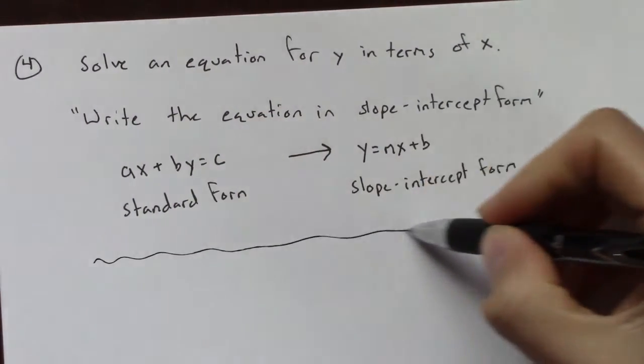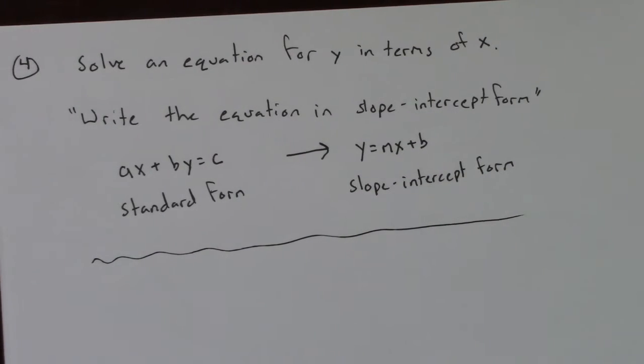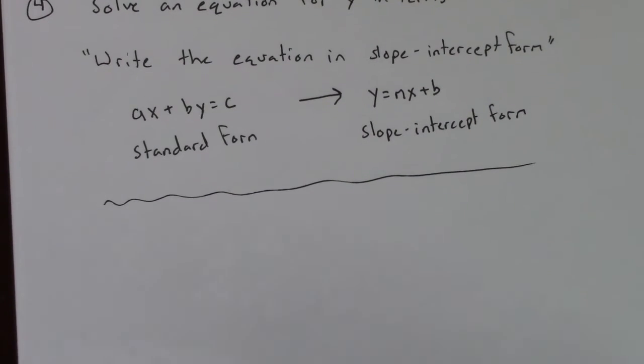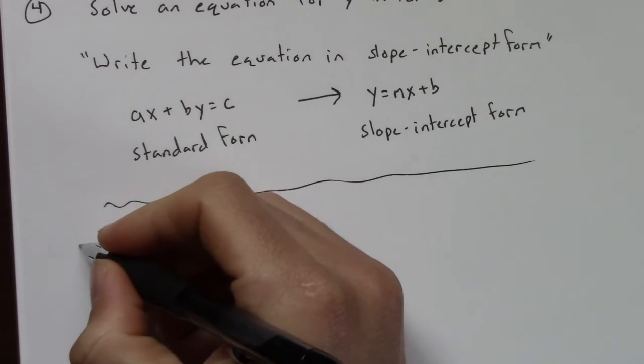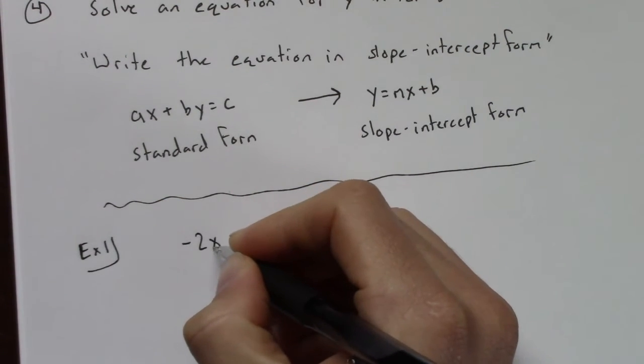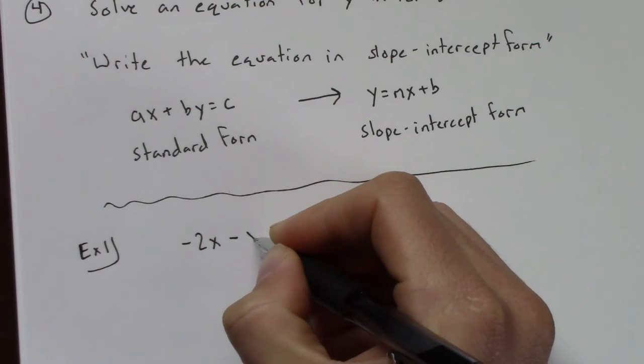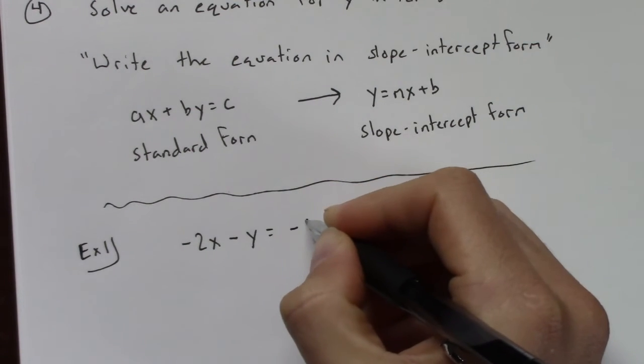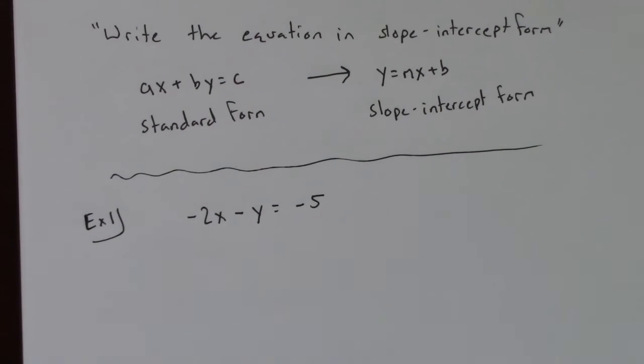So, with that, we're going to do two examples just so that you can see a couple different types of problems. So the first one I'm going to look at is this. Example 1. Negative 2x minus y is equal to negative 5. And my goal is to get y by itself.